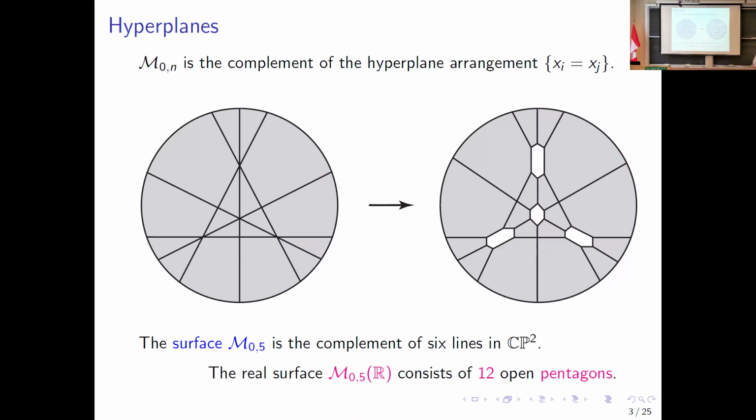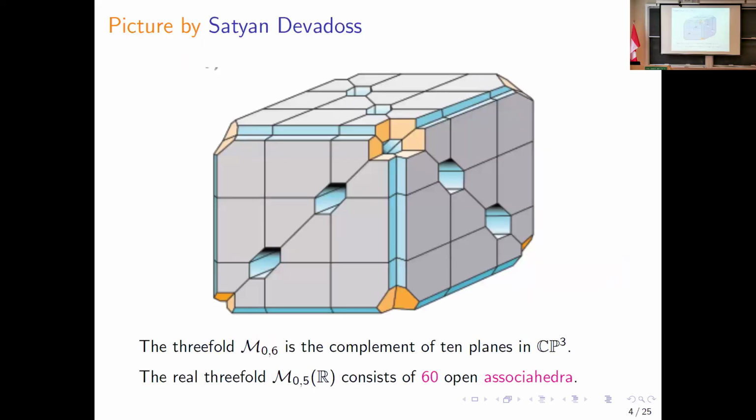So let's look at the same picture in one dimension higher for n equals 6. So M06 is a threefold. And here's the same picture taken from Satyan Devadoss. So the threefold M06, the space of 6 labeled points on the line, is the complement of the 10 planes in 3-space, the planes xi equals xj. And then this complement is the union of 60 open associahedra.